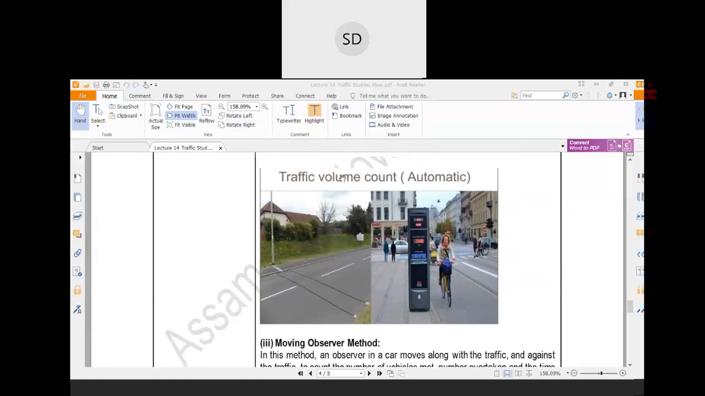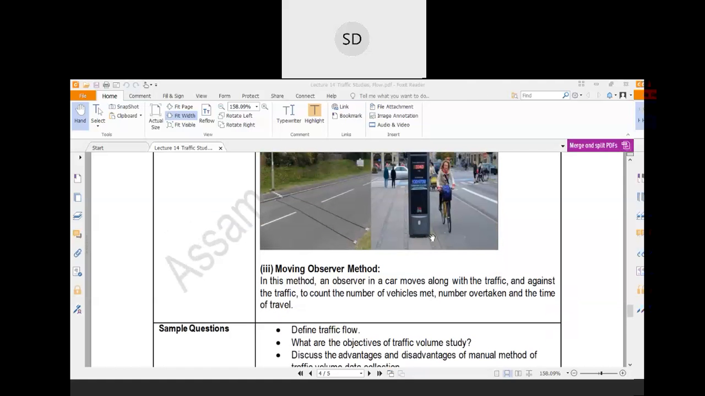See, these are the traffic volume counts. This is the automatic method. See here, one display is there. Whenever a vehicle crosses that particular section, it will be counted. Now this portion, these are the pneumatic tubes. This pneumatic tube would be attached to a control room. Whenever a vehicle crosses that pneumatic tube, it will count the number of vehicles over that section.